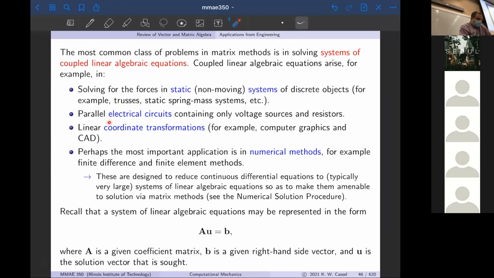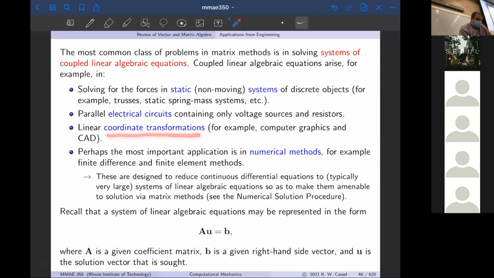If we're doing a parallel electrical circuits problem that only contains voltage sources and resistors, and if we have inductors and other things, then it actually becomes a differential equation problem, not a linear algebraic equation problem. But if we have just voltage sources and resistors, then when we analyze our electrical circuit, we'll do an example in a moment, we end up with a system of linear algebraic equations.